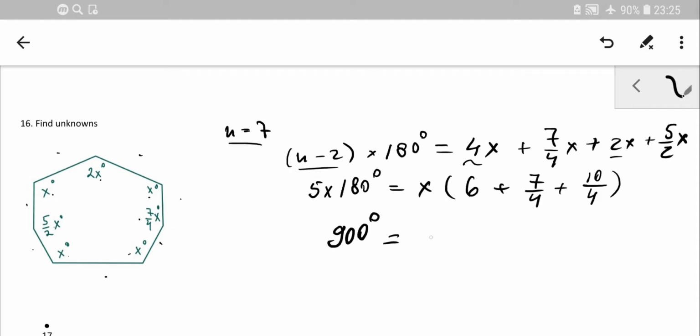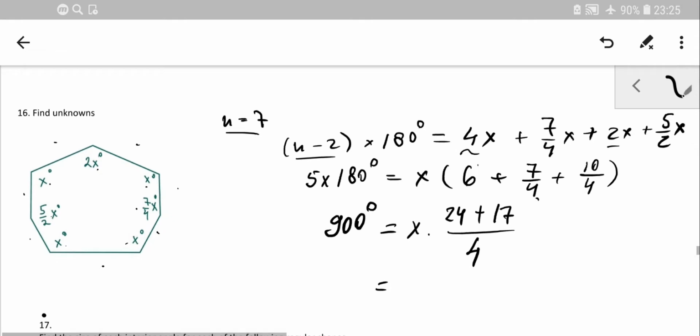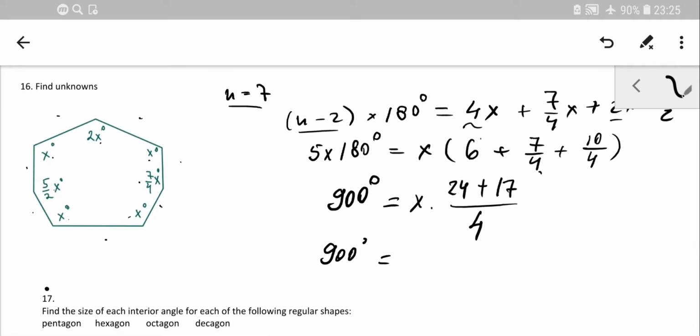So on the right side we'll have x. And here we get 17 over 4, and along with 6 we'll get 41 over 4, since 4 times 6 is 24. So we'll get something like this. All right, I can rewrite it as 900 equals 24 and 17, so 24 and 17, it's 41 over 4 times x. So I put x in the top part according to the rule of multiplication.